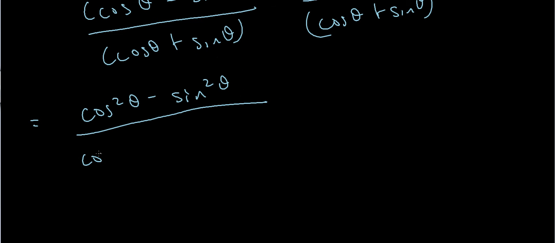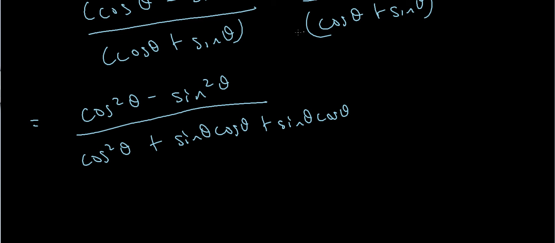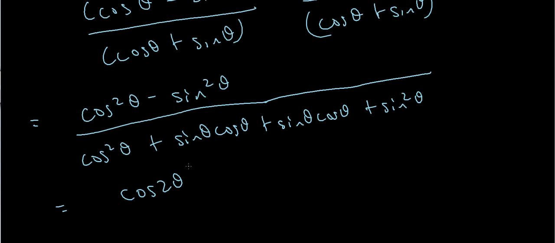I should get the cosine squared of theta plus sine theta times cos theta plus another sine theta times cos theta, and finally plus sine squared theta. So let me just make my divide sign longer. So now I've got cos squared of theta minus sine squared of theta in the numerator. And just as I showed you, this is equal to cosine of 2 theta. That was one of my double angle identities. So this is just equal to cosine of 2 theta.